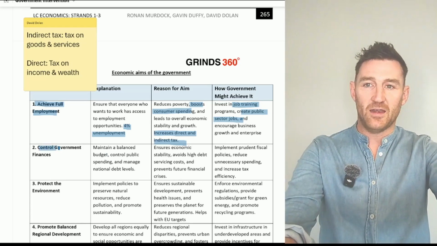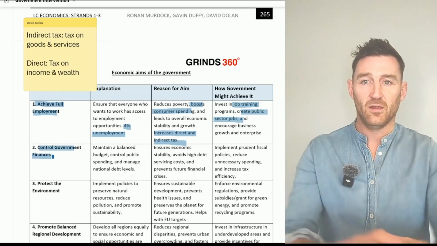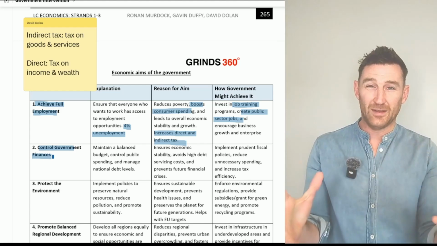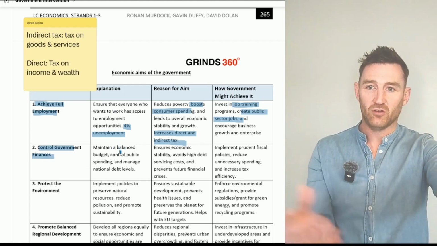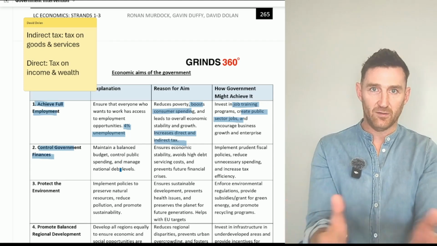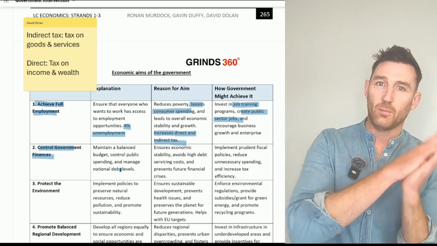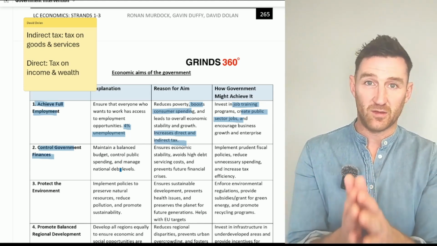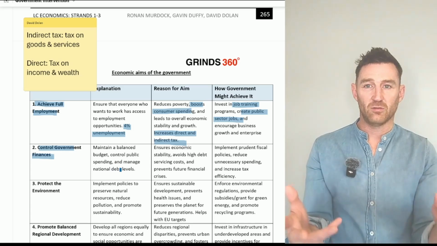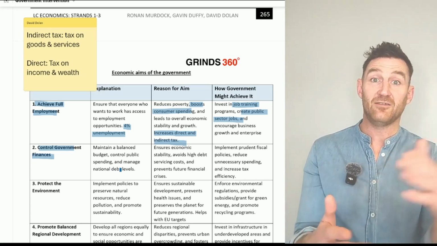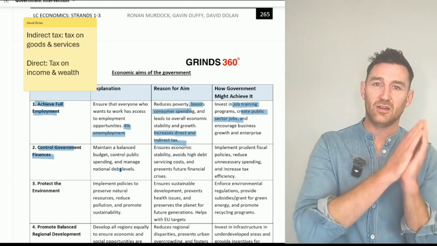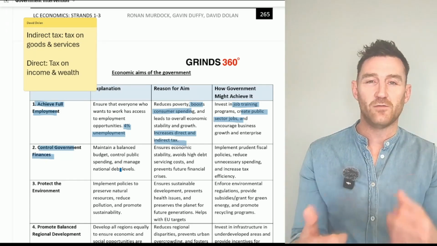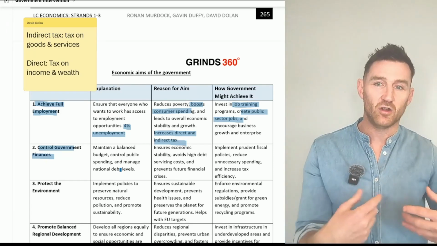The second one then is control government finances. So really this is related to the budget. So the explanation, they have to maintain a balanced budget, control spending and manage national debt levels. So post-recession, we entered into the Growth and Stability Pact with other countries from the EU, which said that you can only have a debt to GDP ratio of 60%, right? So it meant that you actually couldn't run massive debts. Then COVID happened and we put that in the bin, and it's kind of coming back now.